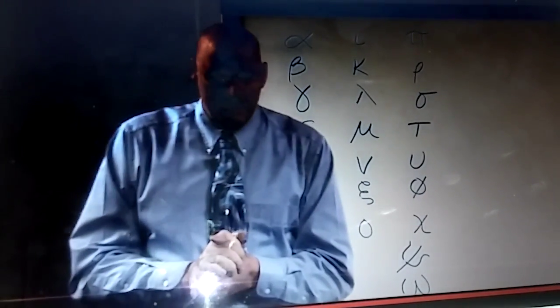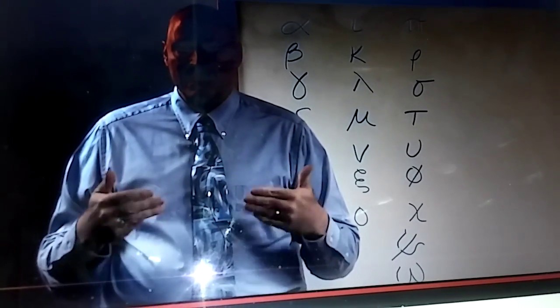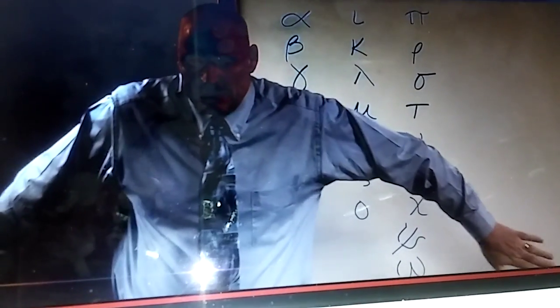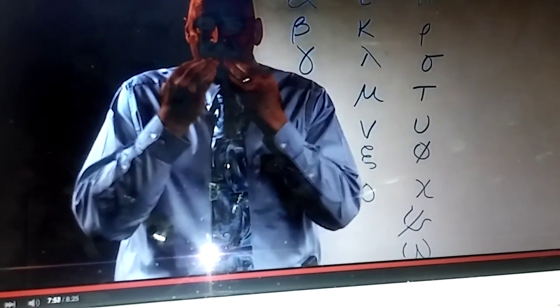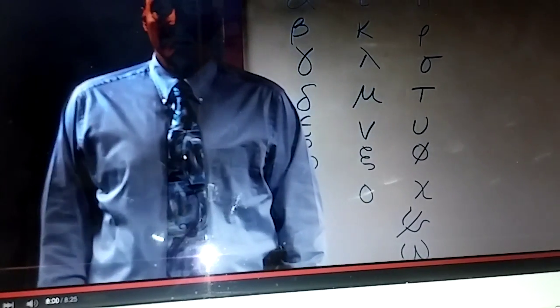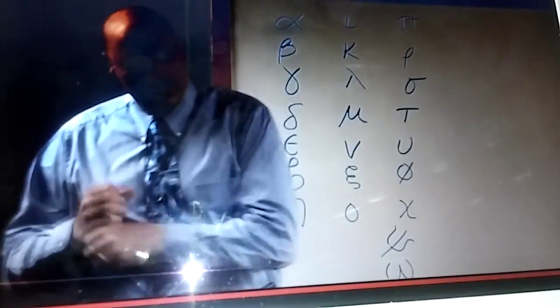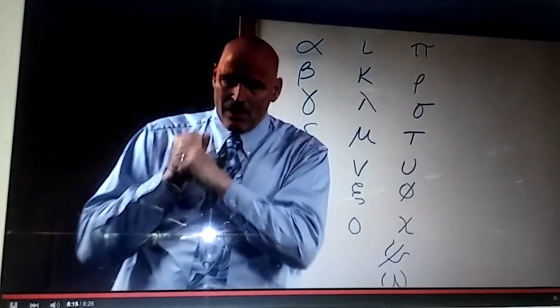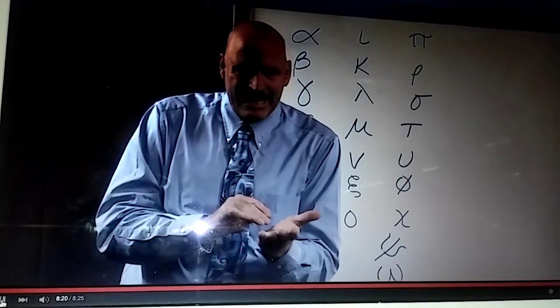So let's try from the beginning. Ready? First three letters. Alpha, beta, gamma, delta, epsilon, zeta, eta, theta, her husband, iota, kappa, lambda, mu, nu, xi, omicron, pi, rho, sigma, tau, upsilon, phi, chi, psi.